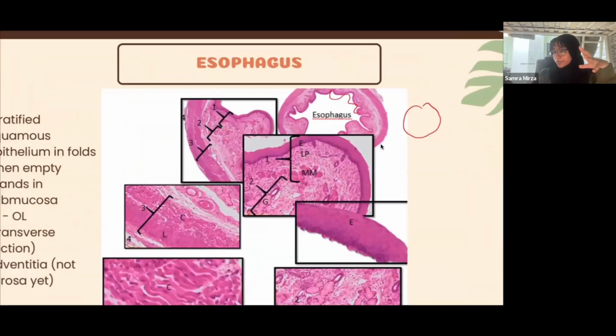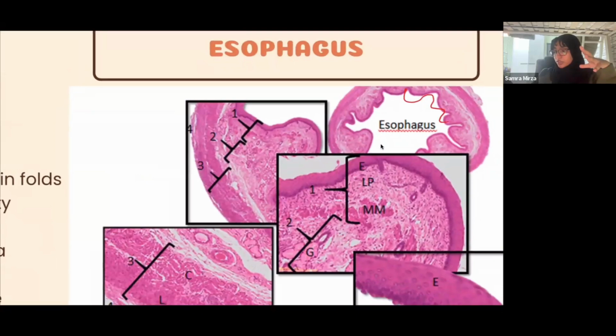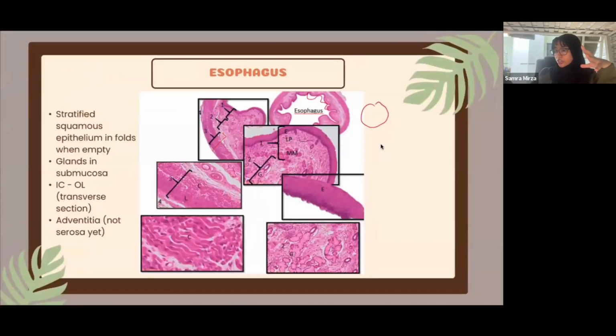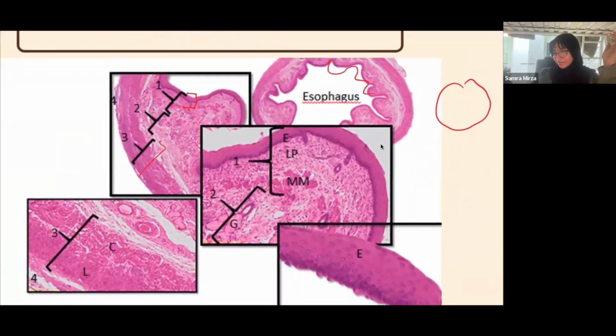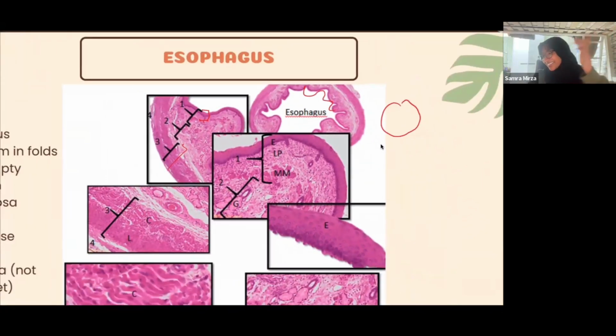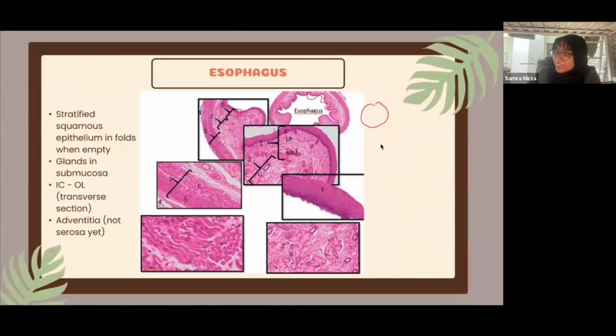We're going to zoom in. And here we can see our mucosa, our submucosa, and our muscularis. For the epithelium, we have stratified squamous here. And here we have the submucosa, sorry, my bad. So here we have the submucosa, we have the glands. And here we'll have the mucosa, and we have our different types of muscles.